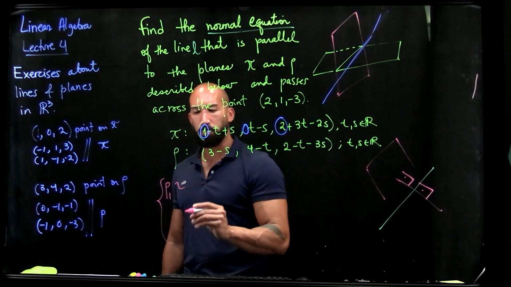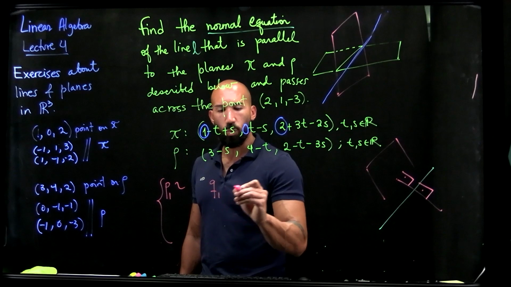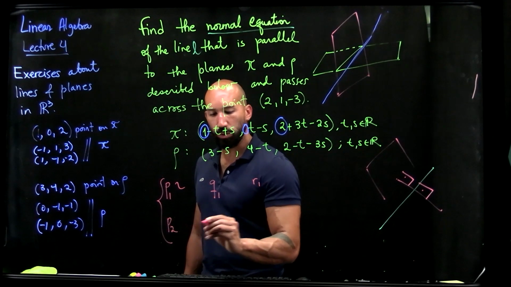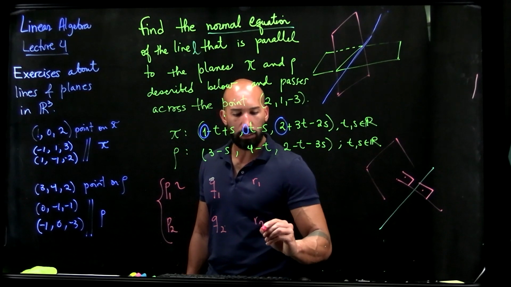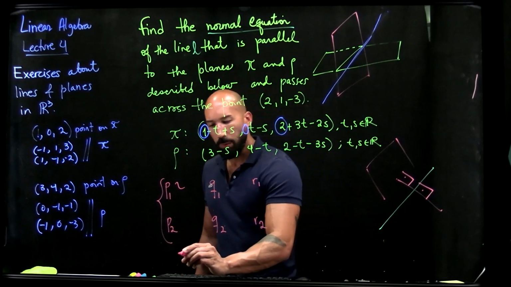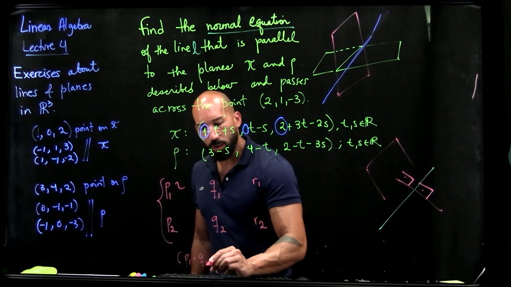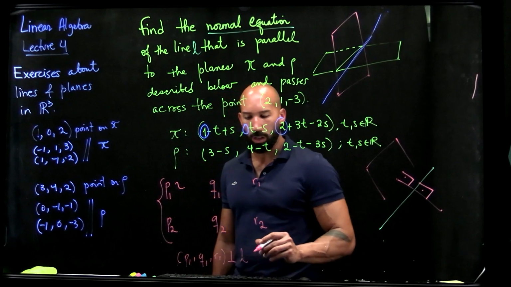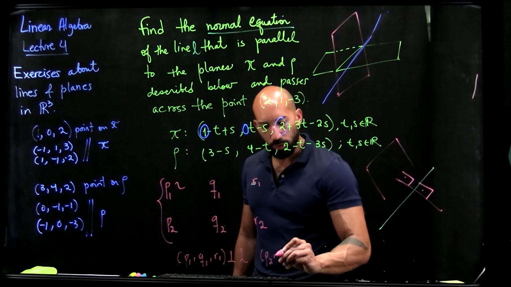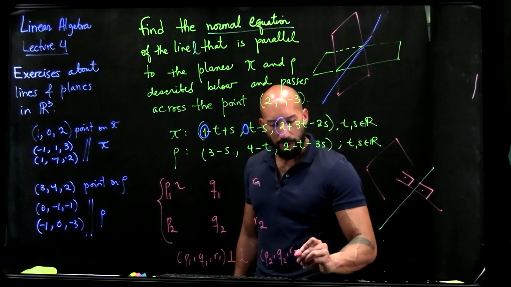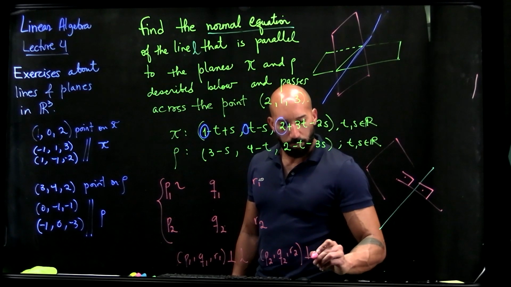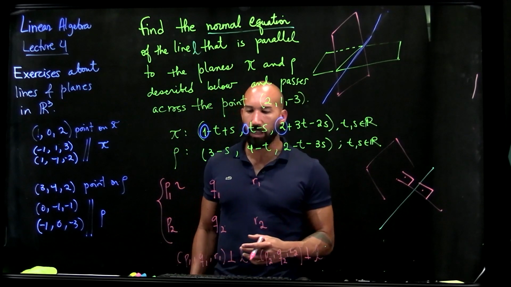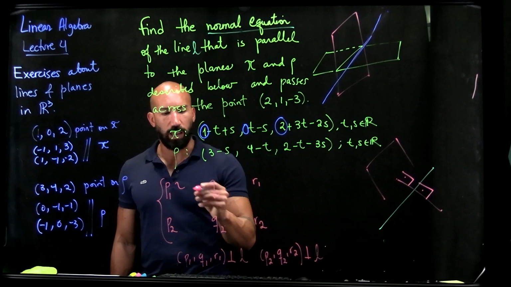Two vectors, P1, Q1, R1, and P2, Q2, R2, such that P1, Q1, R1 is orthogonal, is perpendicular to L. The same for P2, Q2, R2, is also perpendicular to L. We need two vectors that are orthogonal to a line L and one point on that line.